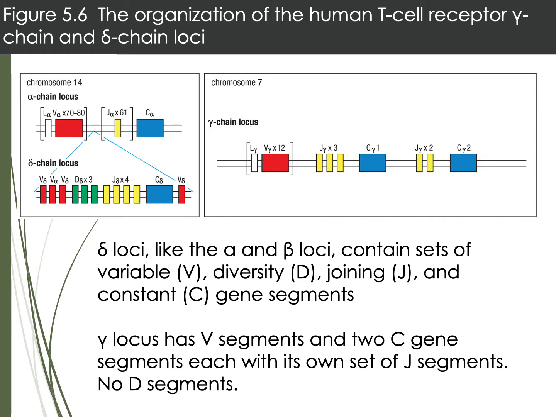So similar to the heavy chain or similar to the light chain of the B cell receptor that lacks the D segments. And then you'll also notice that there's 2 C gene segments, and each of those have their own J segments. So it's not quite the same as what we see for the light chain where there's the pairing, but if you end up with certain joining segments, you're going to have certain constant segments.